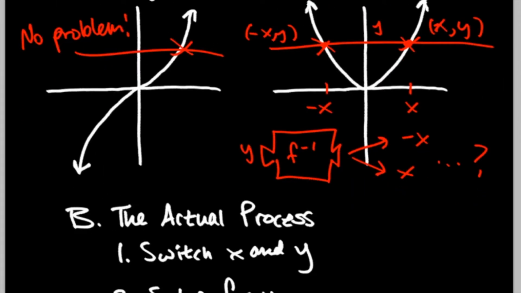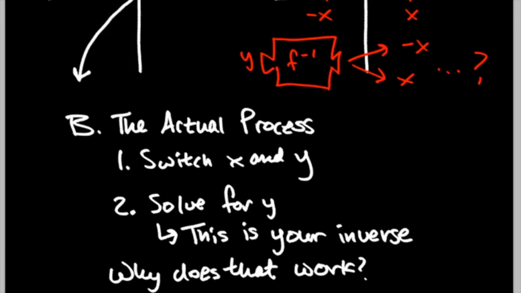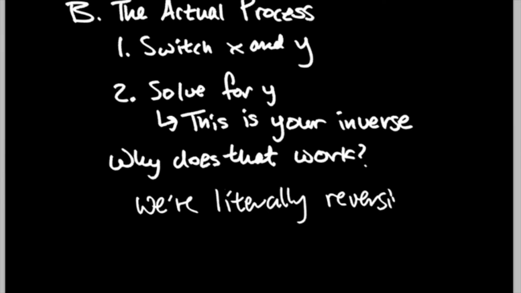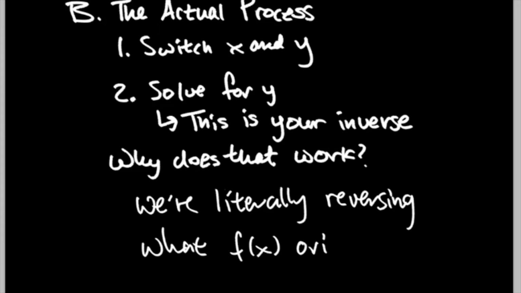So let's look at the actual process to find this out. You switch x and y and solve for y. And the resulting y is your inverse function. Why does it work? Because remember, an inverse is just a reverse operation. Here, what we're doing is we're literally reversing everything. And therefore, we get the thing that results from reversing things. So think about how switching x and y and solving for y reverses everything. And that's how you get your inverse.